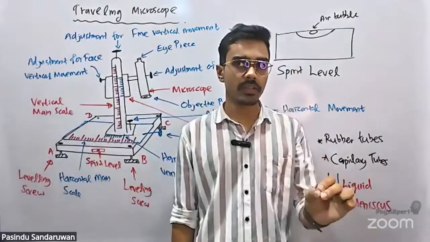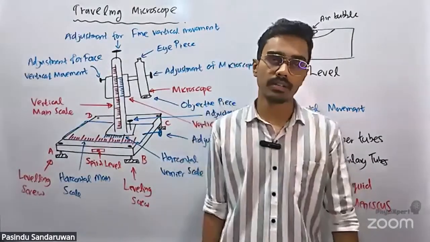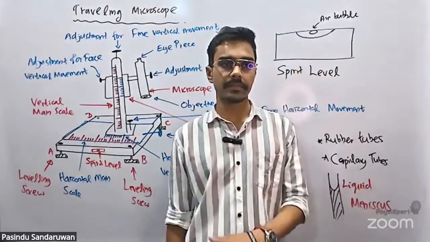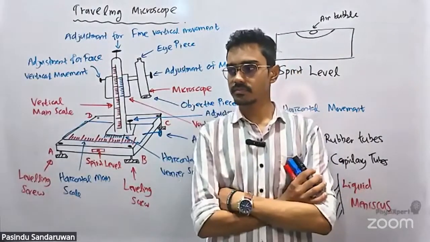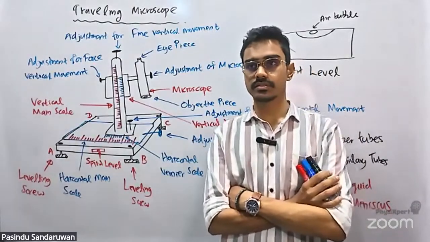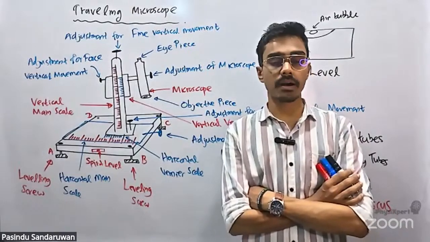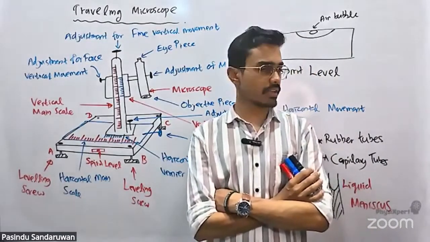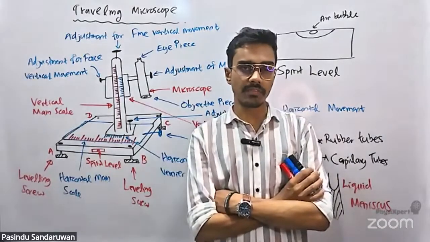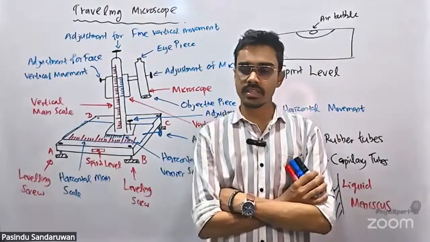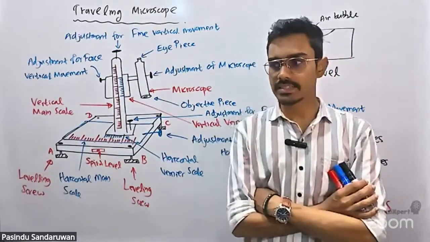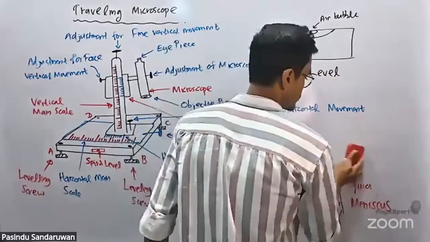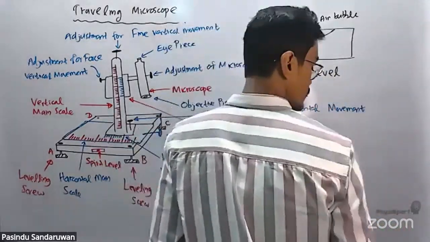Point 2. Main part of a traveling microscope is the microscope, which consists of two convex lenses.